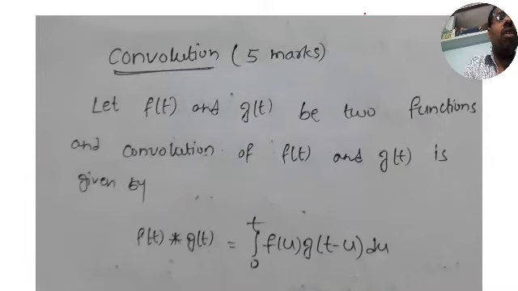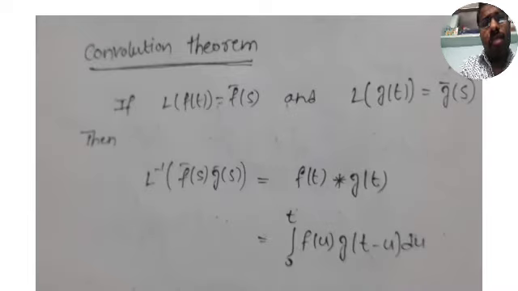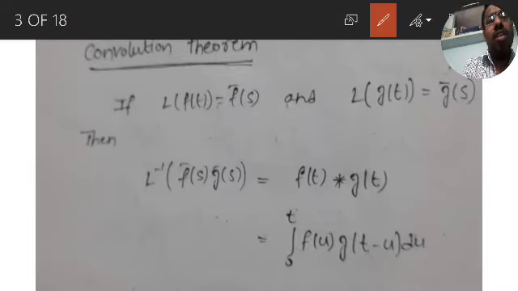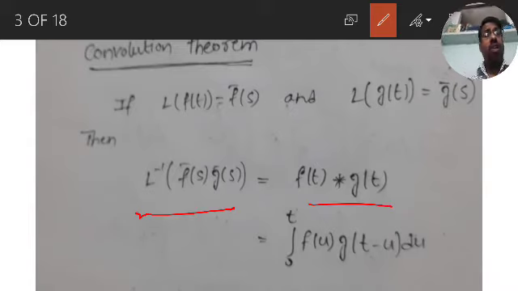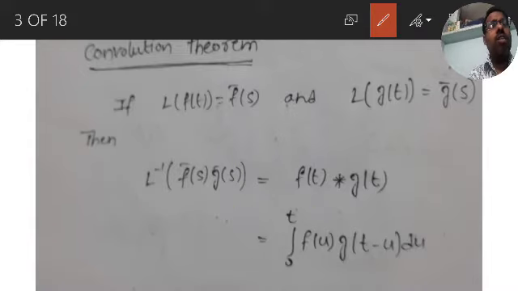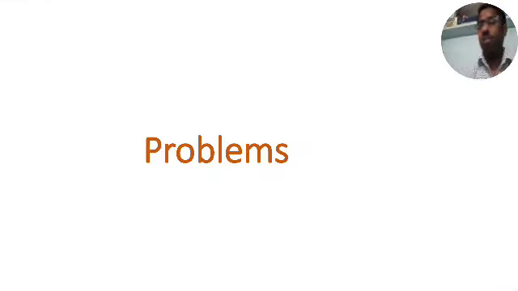Now we come to the convolution theorem. What the convolution theorem says is that L inverse, that is the inverse Laplace transform, of the product of functions is defined as the convolution of f of t and g of t. That is defined as in the previous slide, integration 0 to t of f of u into g of t minus u into du. Note it down and read once. Let us go to the problems. Before doing the problems, please read once.